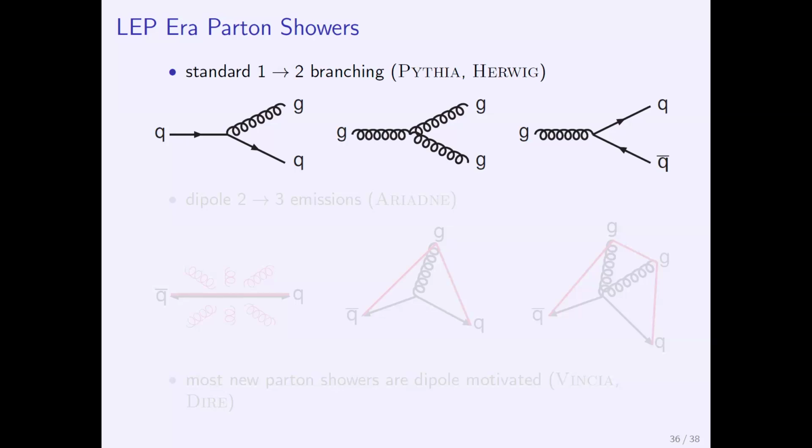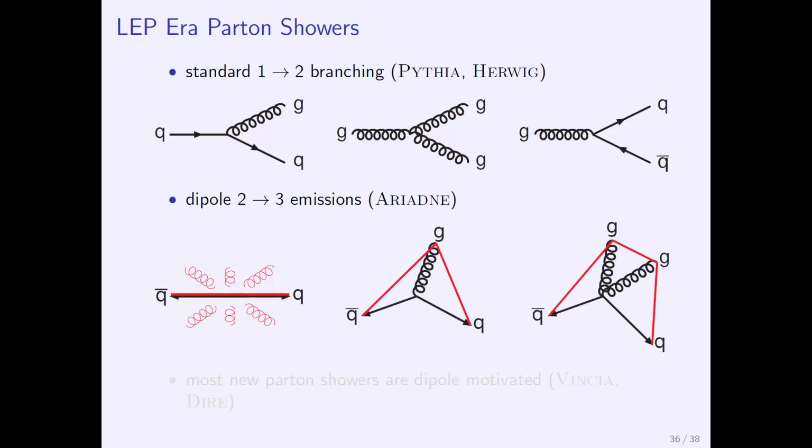There's also this dipole formalism, where instead of just thinking of a quark by itself or a gluon by itself, you think of these things as actually these color dipoles. And in that case, you have a 2 to 3 emission. So for example, you have this quark anti-quark, and then you can have radiation coming off of this. And so this is the Ariadne parton shower. At this point in time, most parton showers have gone beyond this, but they're more in the formalism of a dipole parton shower.